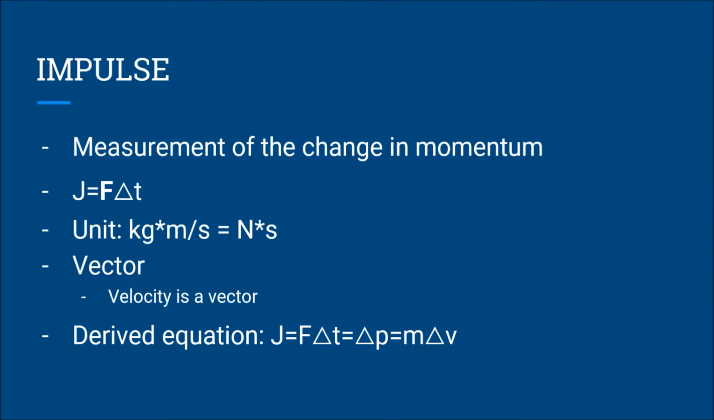Impulse, on the other hand, is also a vector quantity defined as the product of the force acting on a body and the time interval during which the force is exerted. Therefore, impulse measures the change in momentum using the formula: impulse equals force multiplied by the change in time.